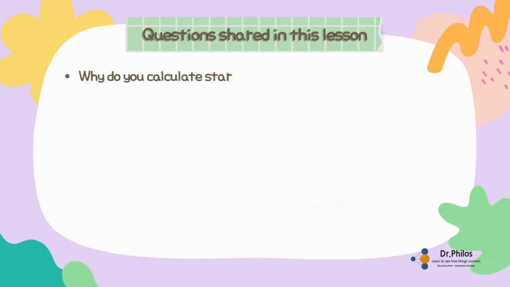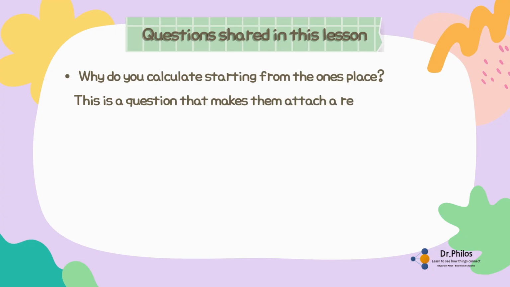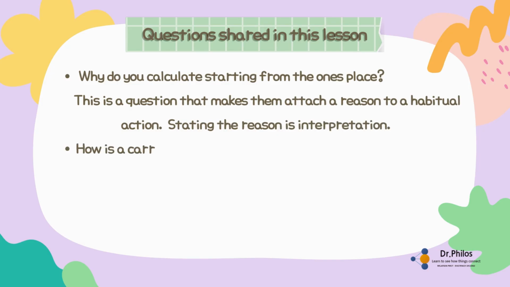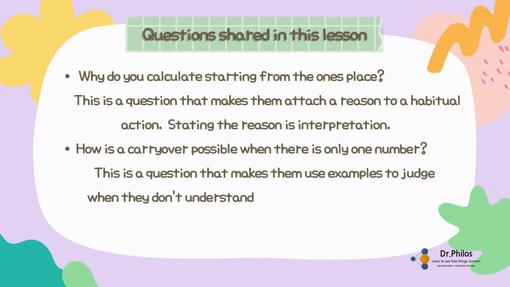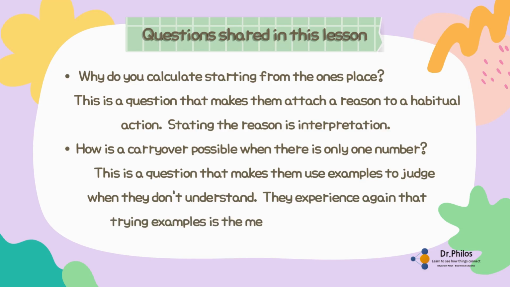Why do you calculate starting from the ones place? This is a question that makes them attach a reason to a habitual action. Stating the reason is interpretation. How is a carryover possible when there is only one number? This is a question that makes them use examples to judge when they don't understand. They experience again that trying examples is the method of interpretation.